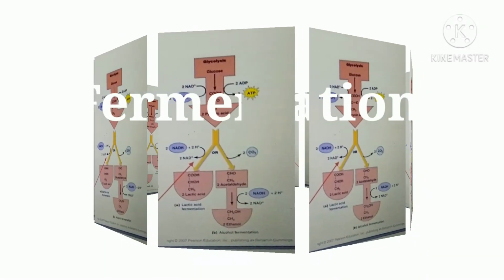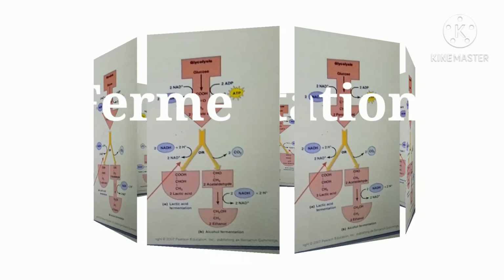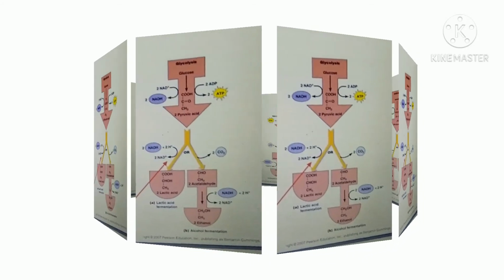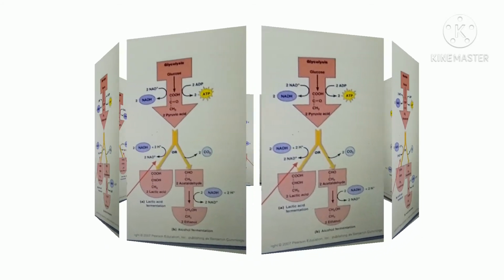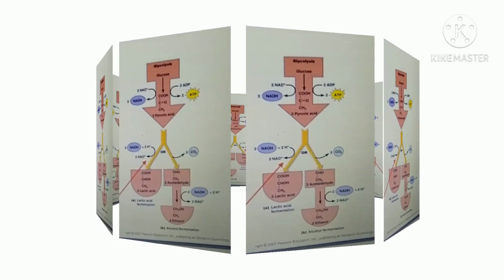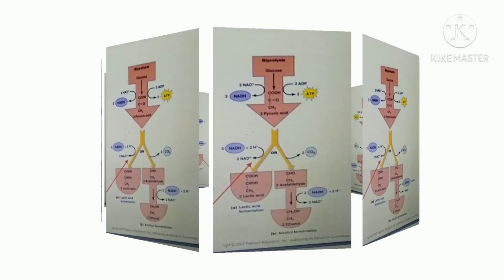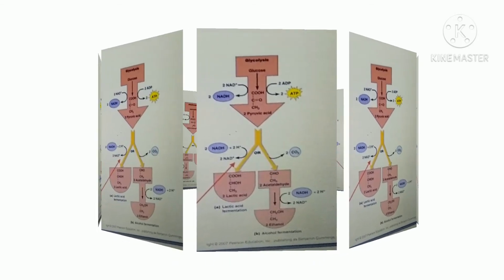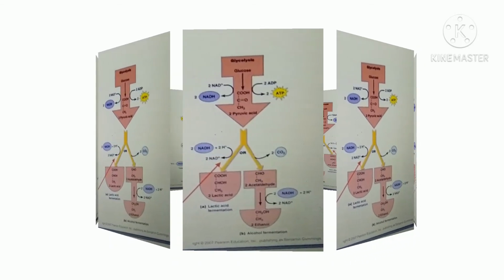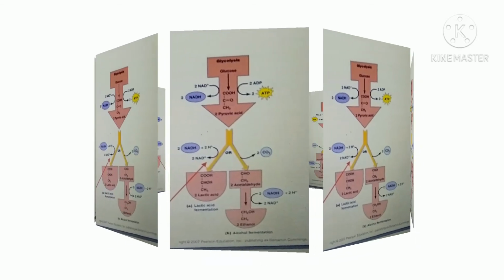Fermentation. ATP production begins and ends with glycolysis in organisms that ferment. Fermentation is all about recycling NAD+ so that glycolysis can continue. NADH is oxidized to NAD+ by reducing pyruvate to lactic acid, for example.